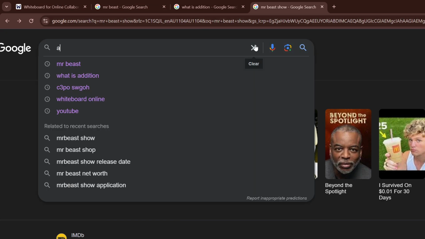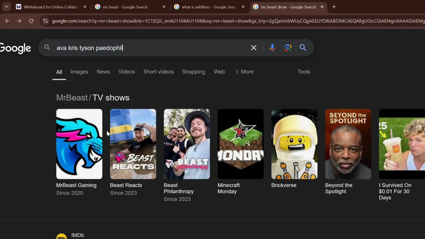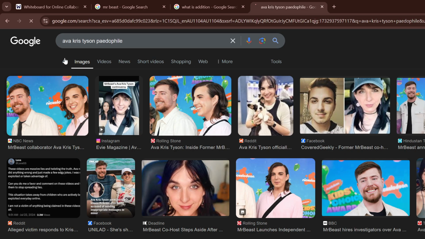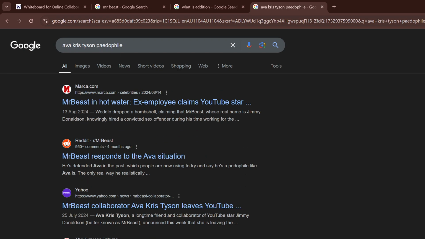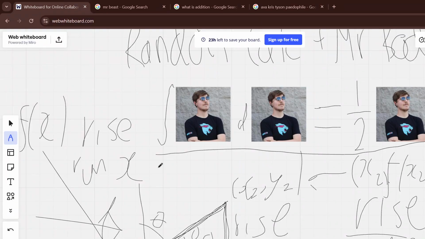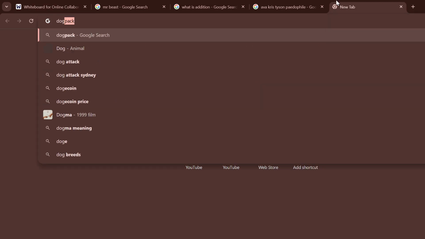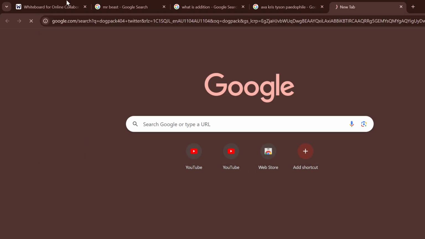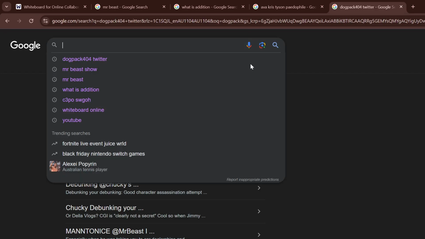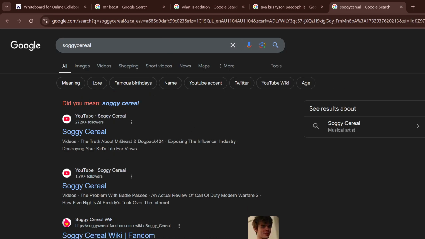Yeah, so basically, she is a pedophile. Basically, she had a picture of an underage girl on one of Mr. Beast videos, and Mr. Beast was fine with that. And then Mr. Beast himself got into drama from this. Got accused of a bunch of accusations by one of his former ex-employees called Dogpack404. And then Dogpack404 got recently exposed by Soggy Cereal, which, yeah.